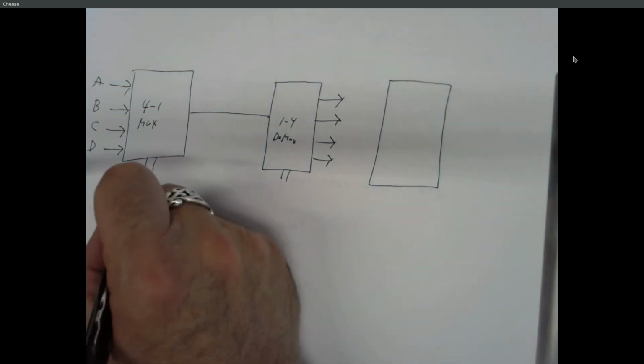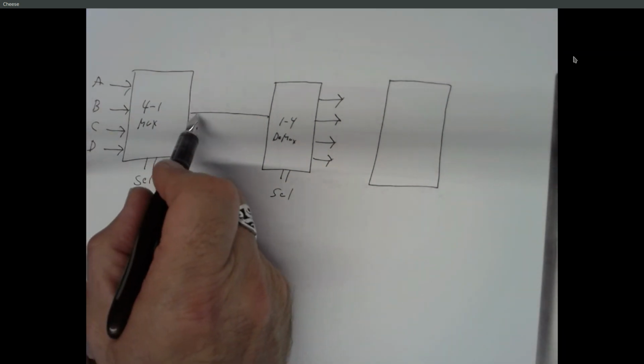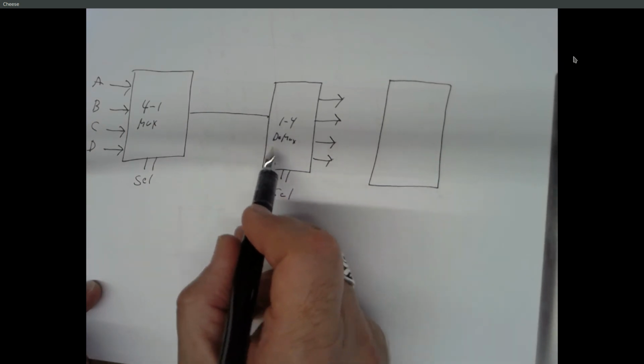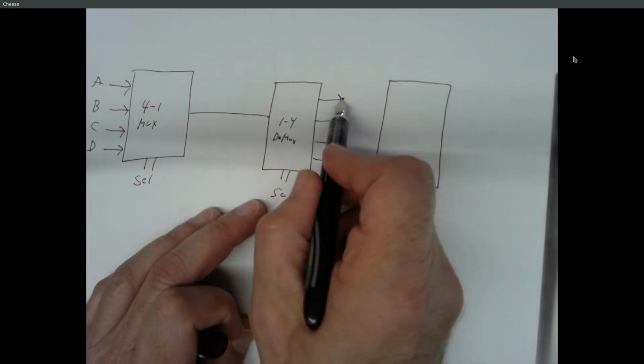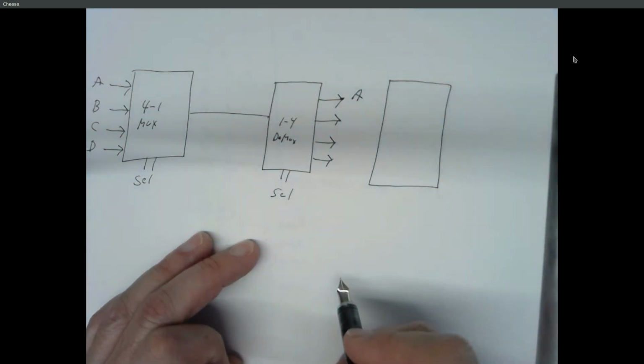And we've got some select lines. If we set the select line to 0, 0, what happens? Whatever's on input A gets sent to the output of this mux, and that goes to the input of this demux, and if the select is 0, 0 over here, that will get sent to this output up here. And this becomes a copy of A.